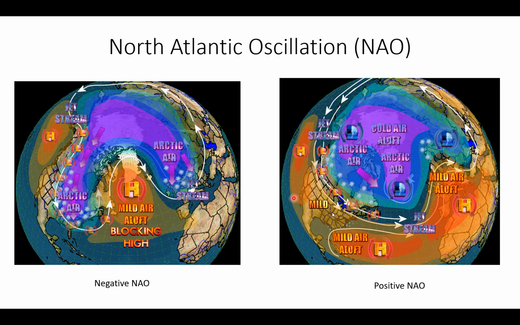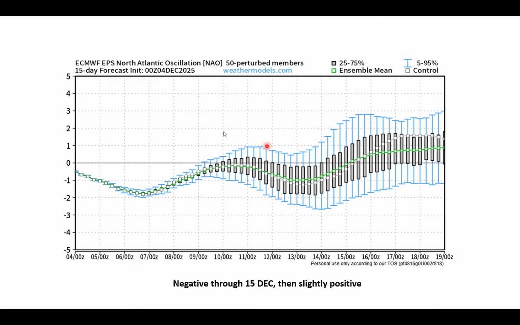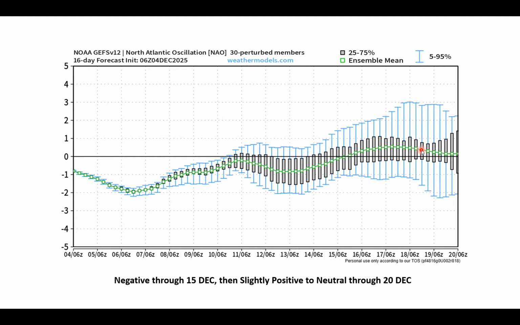On the right hand side, positive NAO, more of a west to east jet stream with the coldest air locked up over the Arctic area. Here is the European EPS NAO 50 perturbed member forecast showing a negative NAO right on through about the 10th and 11th. It tries to go closer to neutral, then it dips back negative again through the 15th of December. And then according to the EPS, the NAO goes slightly positive, generally after the 15th to 19th of December.